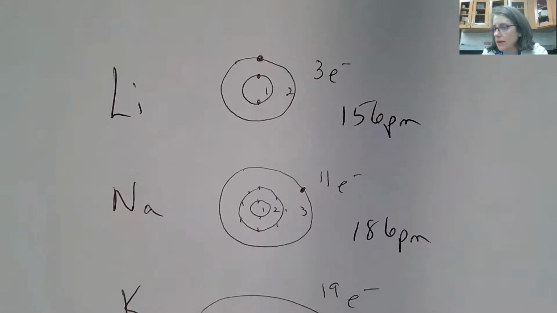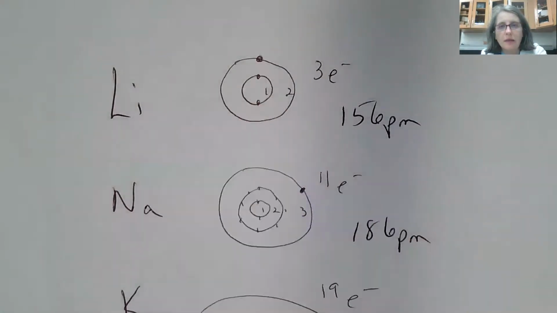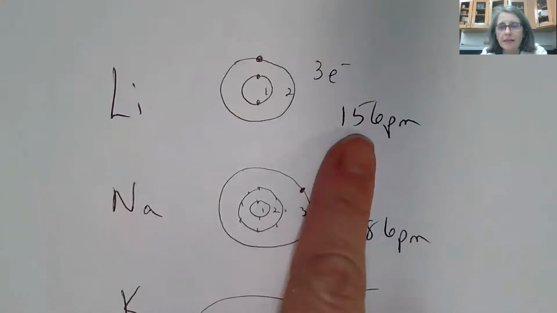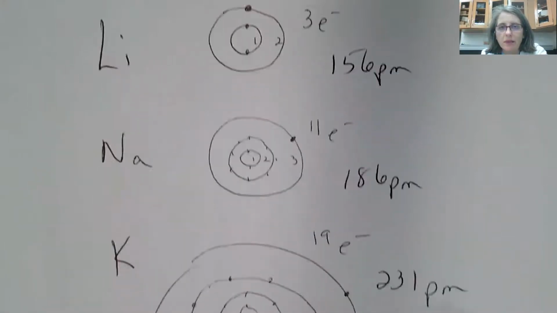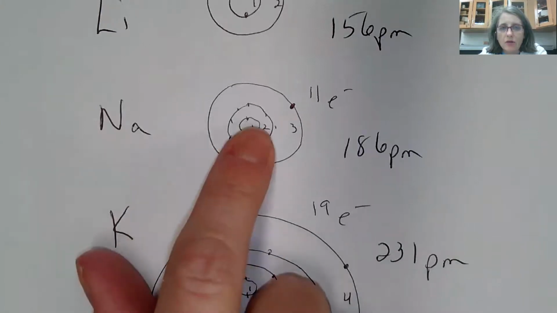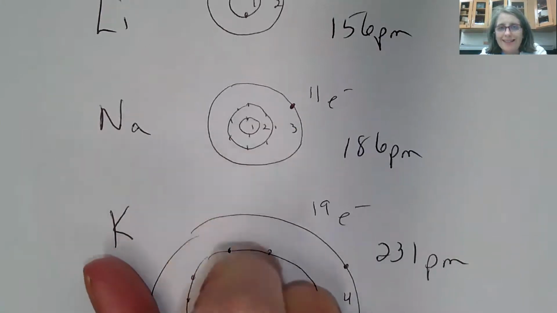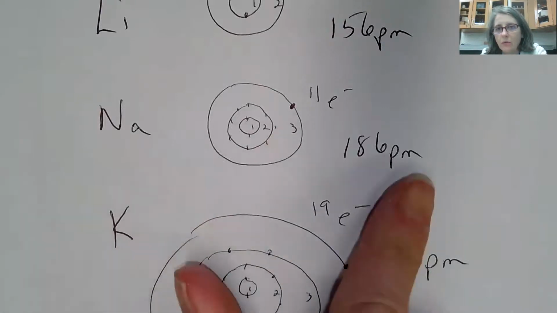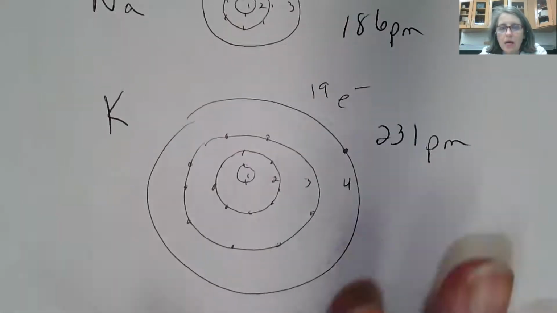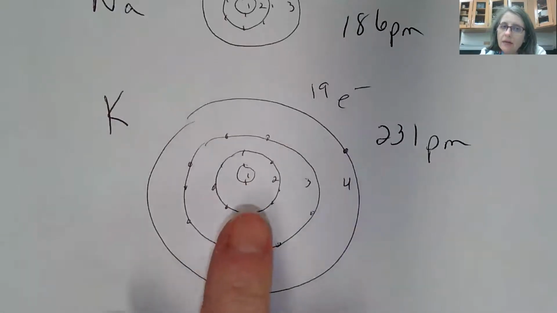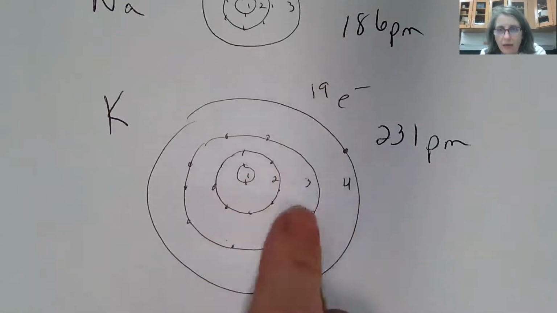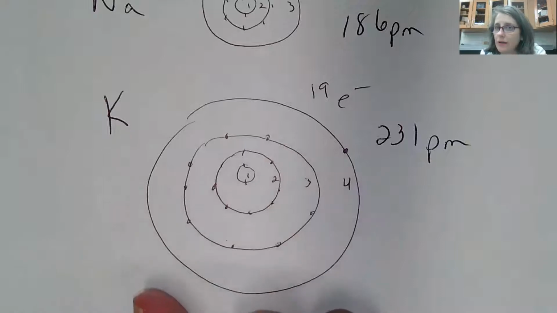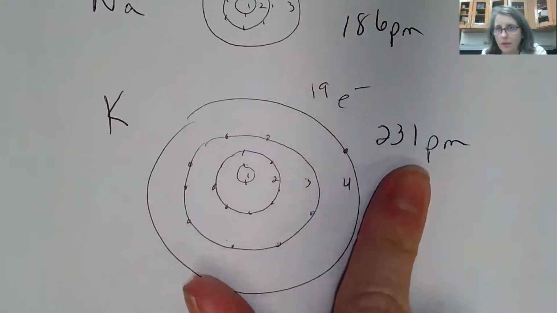So let's take a look at lithium. Lithium has 3 electrons, so it has 2 in the first energy level and 1 in the second energy level. It has an atomic size of 156 picometers. Sodium has 2 in the first energy level, 8 in the second, and 1 in the third, with a total of 11 electrons, at 186 picometers. And then potassium has a total of 19, so it has its last electron in the fourth energy level. It has 231 picometers.